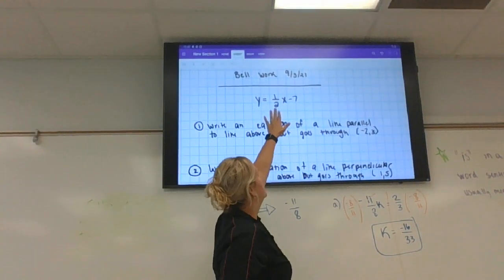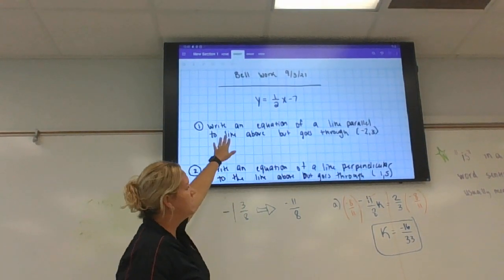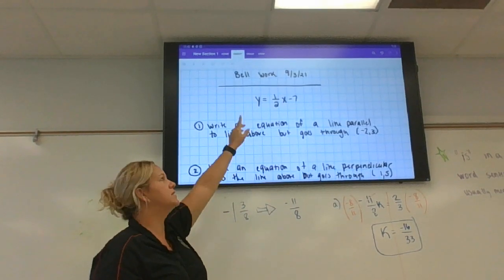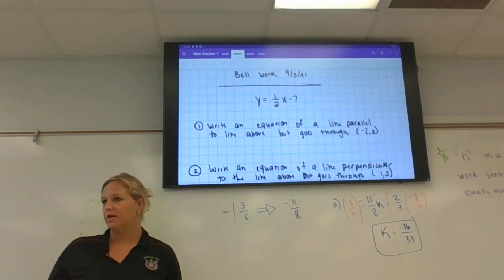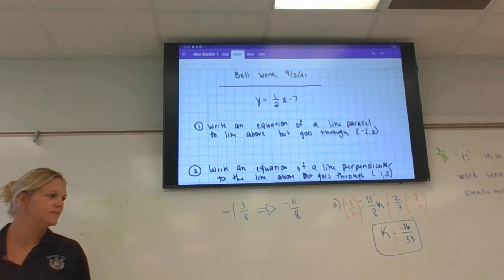The equation. You want to write a line that is parallel and a line that's perpendicular to that equation. A parallel and a perpendicular line.